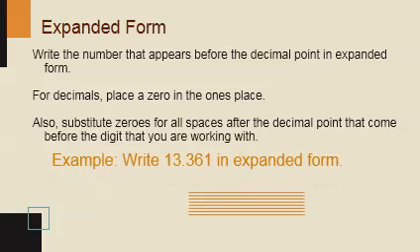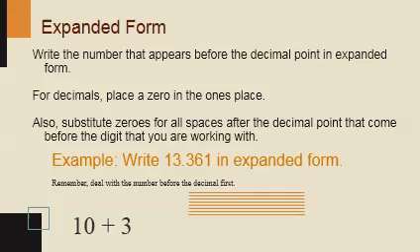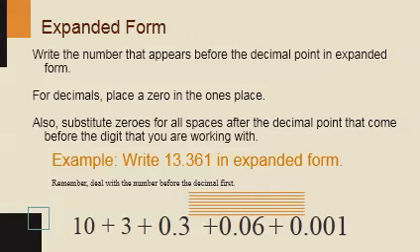Here we have the number 13.361. We need to write it in expanded form. So the first thing you have to do is to write 13 in expanded form. It's 10 plus 3. You know this. Then I'm going to start with the decimal part. When you start with the decimal part, you start using 0 point something. So 0.3, then 0.06. You have 6 in the hundredths, so you need to place a zero. And 1 is in the thousandths, so you need to put plus 0.001.